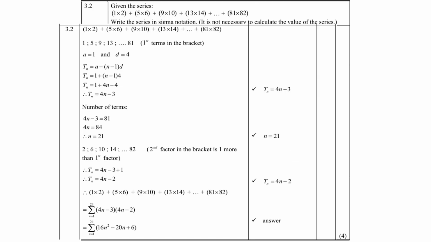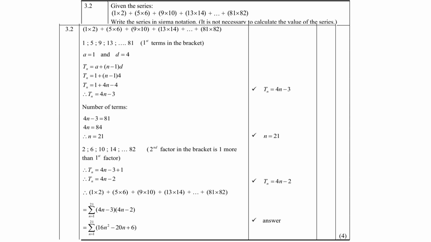3.2, which is a slightly more challenging example. This is your level 3, level 4 example, where the given series is 1 times 2 in brackets plus 5 times 6 in brackets plus 9 times 10 in brackets plus 13 times 14 in brackets up to 81 times 82.